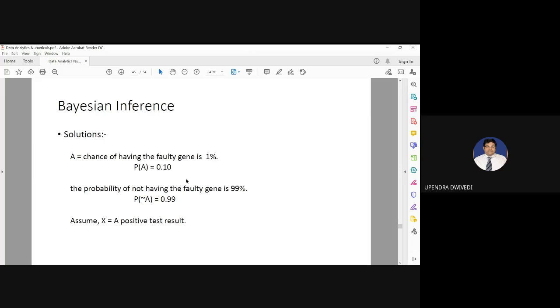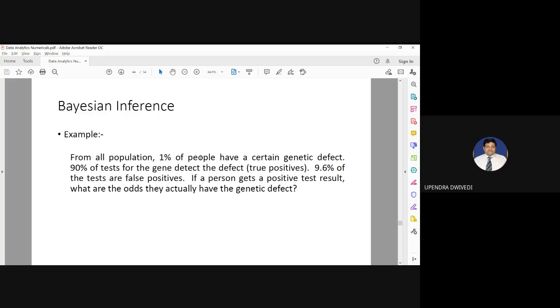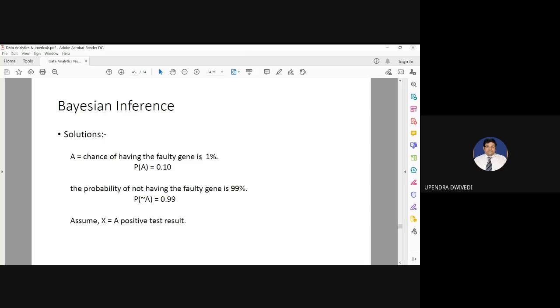First we'll define some events. The chance of having the faulty gene is 1%. From the statement, 1% of people have a certain genetic defect. If we define it as A, then the probability of A is 0.01. A person not suffering from the faulty gene is 99%. So P(A) equals 0.01 and P(not A) equals 0.99. Now we'll assume that a positive test result is X.